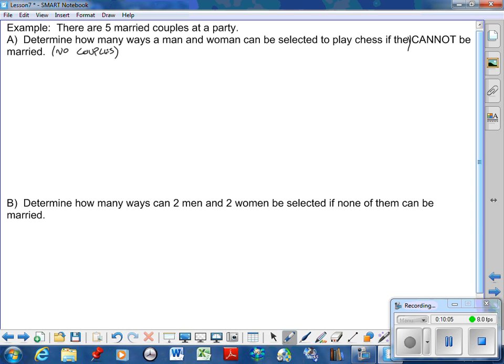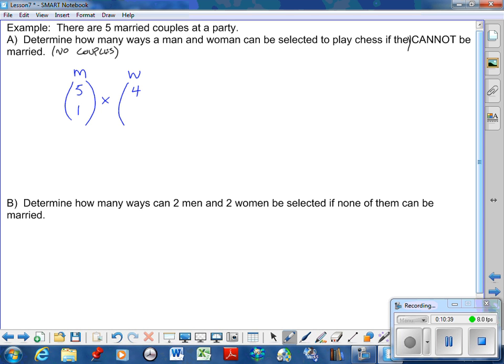All right. But we have 5 married couples at the party. So we basically have a man and a woman. So it's going to be a cross-gender chess game. So let's look at the men. How many men are available? Well, we have 5 men available. We want to pick one of them to play chess. Now for the women, how many are available? Well, depending on what male is selected, we don't actually have 5 women to pick from. We only have 4 women to pick from because we've got to throw the married one out.